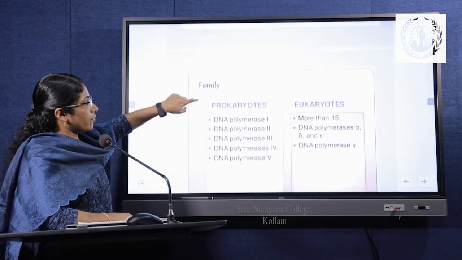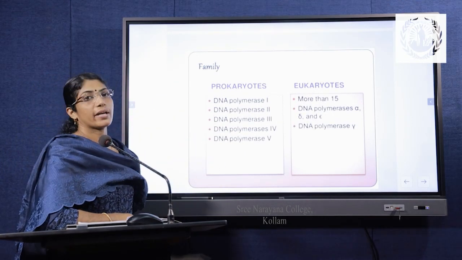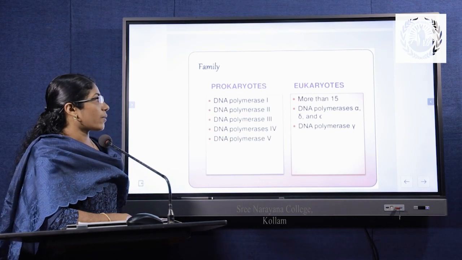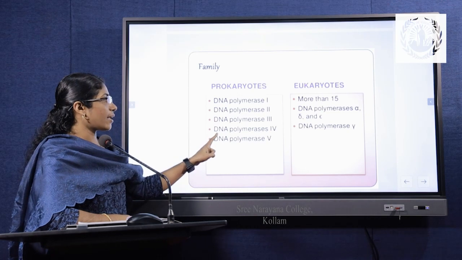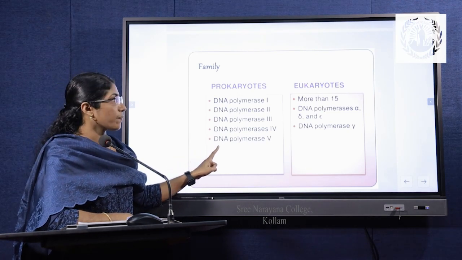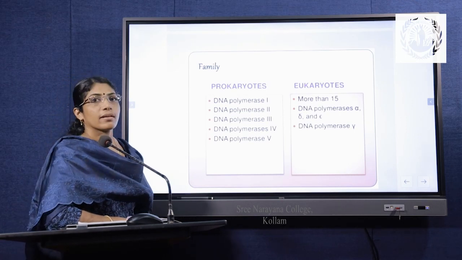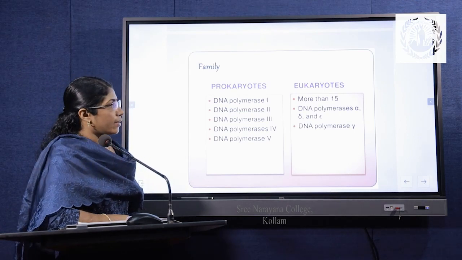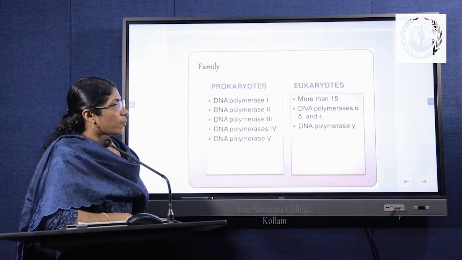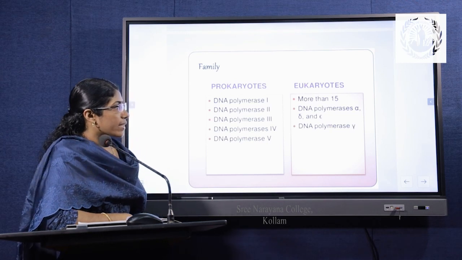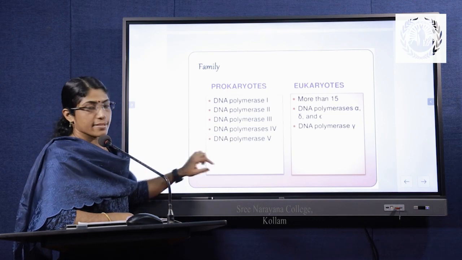This is the family of DNA polymerases in prokaryotes and eukaryotes. In prokaryotes, there are 5 different types of DNA polymerases: DNA polymerase 1, 2, 3, 4, and 5. But in eukaryotes, more than 15 polymerases have been discovered, but only 7 with known functions. DNA polymerase alpha, delta, epsilon, and gamma are the important ones.